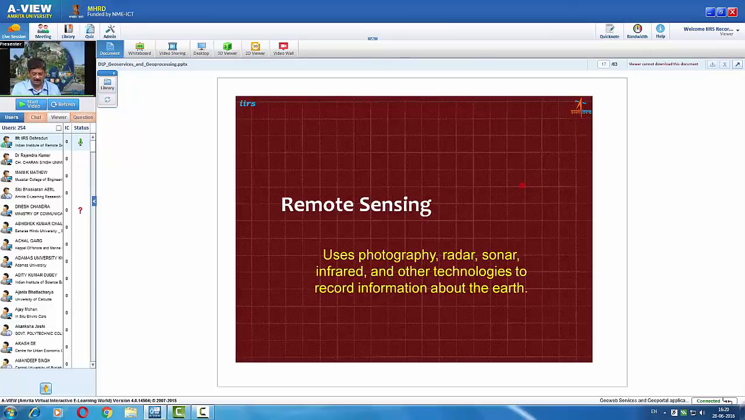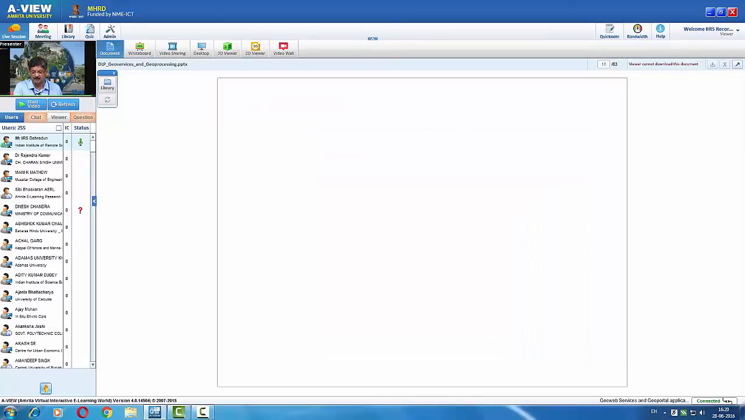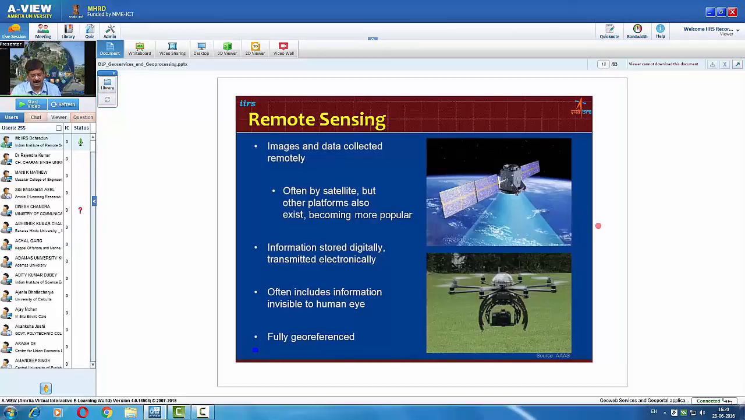So as already said to you, remote sensing uses photography, radar, sonar, as well as infrared and other technologies to record information about the Earth. This is the ultimate information that we look for. As said already, remote sensing can collect the data, but not necessarily only from the space platform. Nowadays, we have drones and other airborne systems which are becoming more popular.